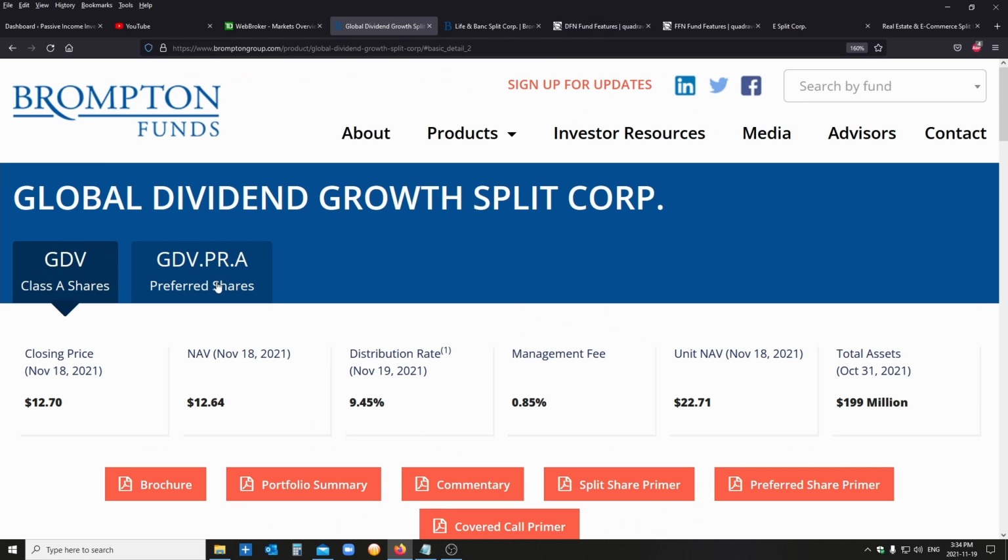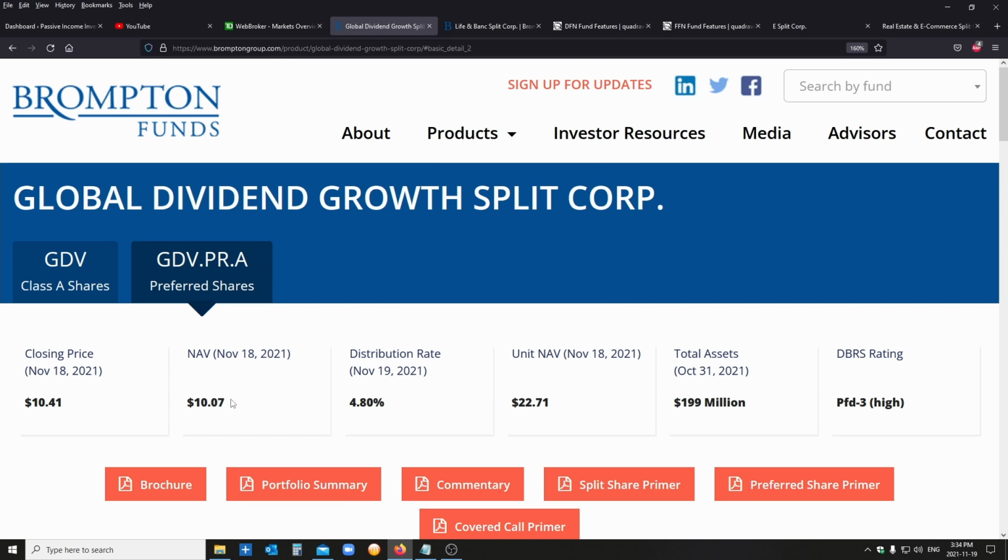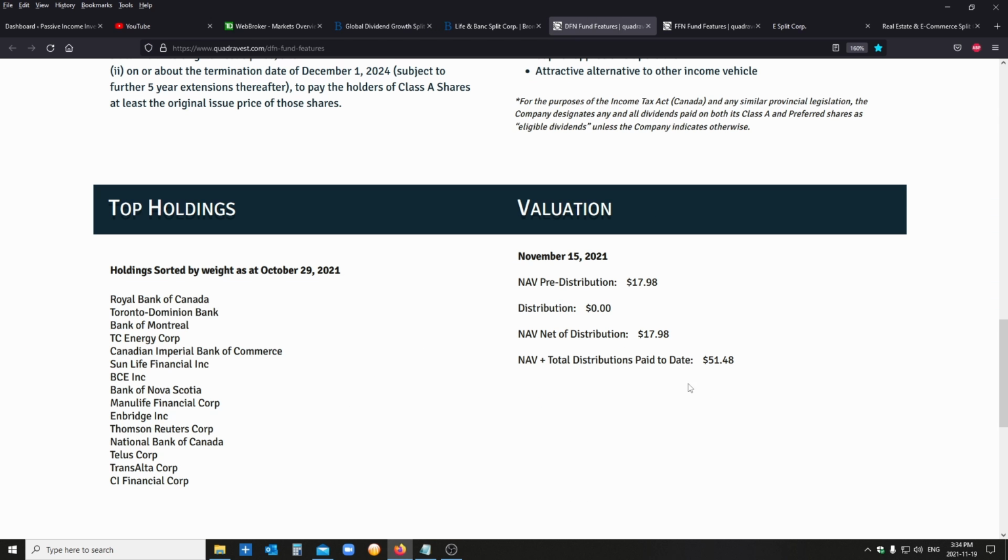So unlike BROMPTON, where you have the separation and could actually see what the NAV is for the Class A and what the NAV is for the preferred, Quadravest doesn't really have that on their site. They only have what the unit NAV is. But since the preferred shares are usually about $10, I simply minus $10 from this number to get the NAV of the Class A share. So this is what I do with the Quadravest fund. So 17.98 minus 10 equals $7.98. That is probably going to be the approximate value of the Class A share.